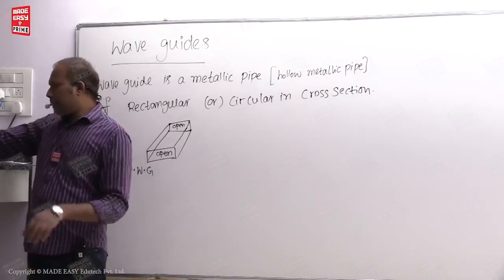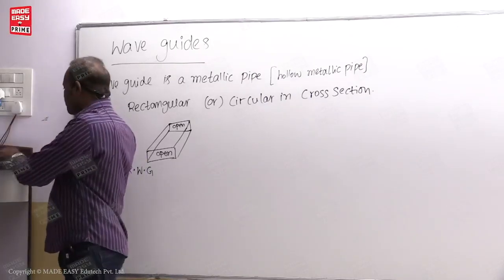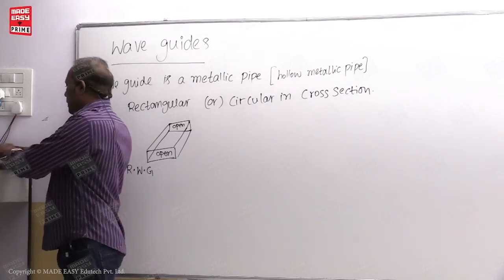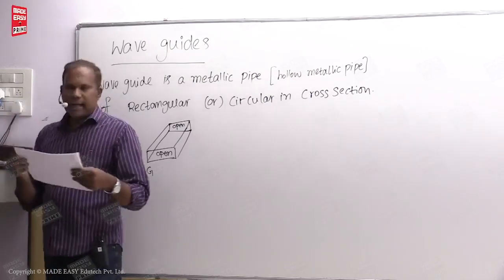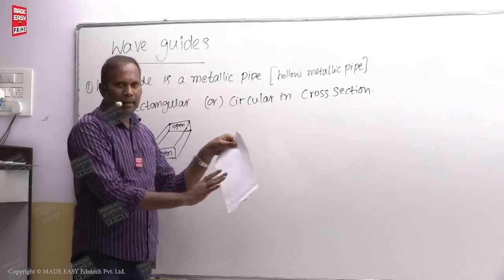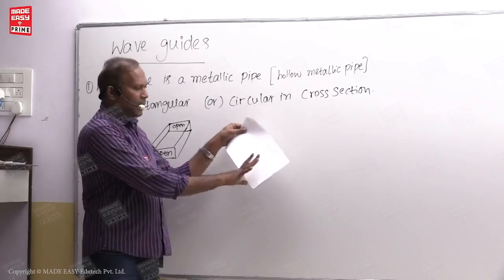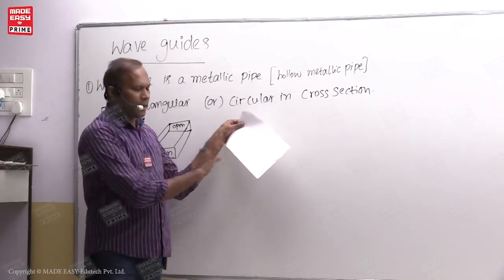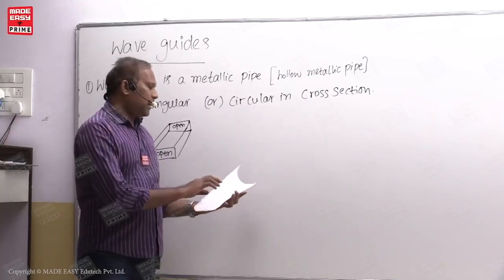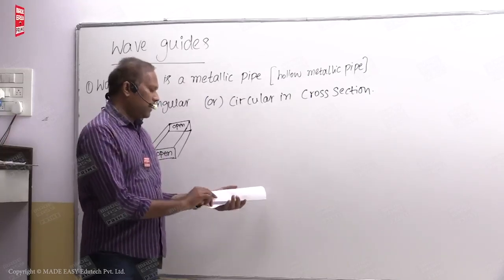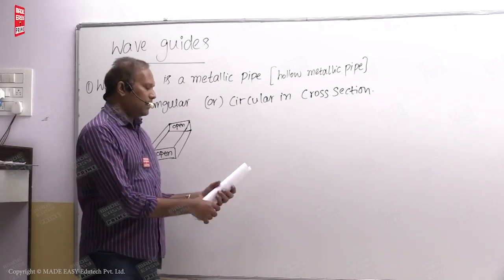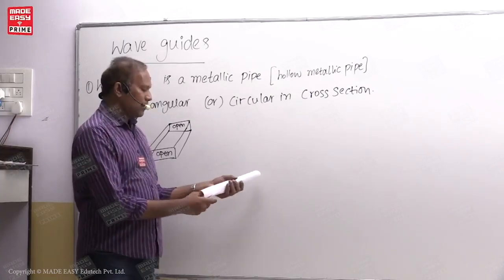Now you take a conductor like this, conductor sheet. What is this? Conductor sheet. It is not a paper. Assume that it is a conductor. Then you roll this sheet like this. Which sheet? Which material sheet? Conductor material sheet. Like this you roll.